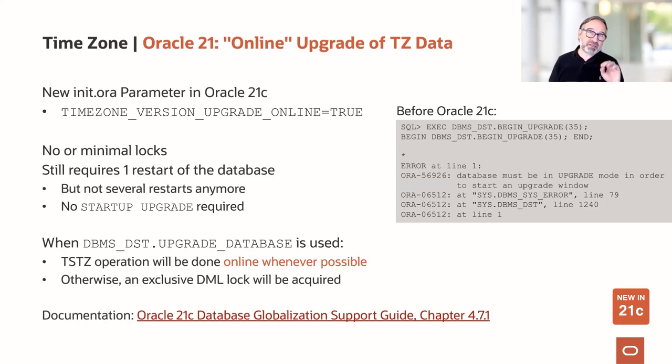And finally, a sneak preview into 21c, because the documentation promises online upgrade of time zone data. And you see it already, I put some quotation marks around online. Yeah, it's online under certain circumstances. So first of all, there will be a new init.ora parameter in 21c, time_zone_version_upgrade_online=true. So you have to set this to true.